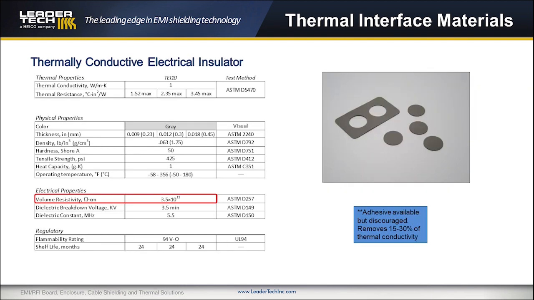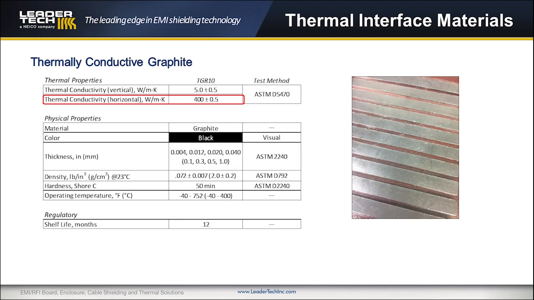Thermally conductive insulators or TEI-10 series are silica gel-based materials that provide both great electrical insulation and thermal conductivity simultaneously. Thermally conductive graphite or TGR10 material is made out of natural graphite, which provides high thermal conductivity of up to 400 watts per meter Kelvin for the horizontal direction.